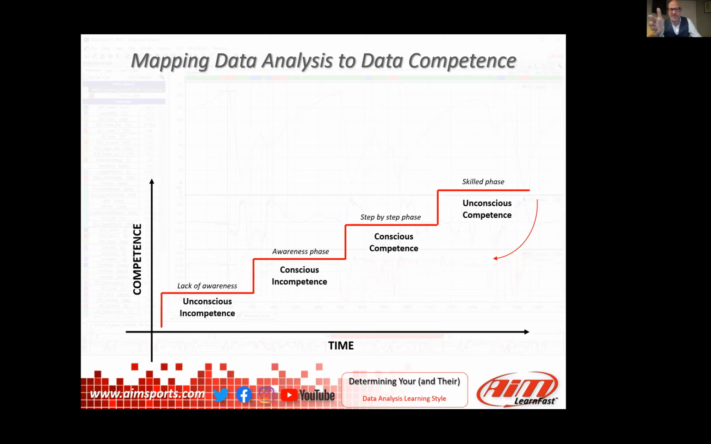And so when you think about data, if you were talking to a pro driver, or, you know, it's funny, I'm looking at Roger on the screen right now.